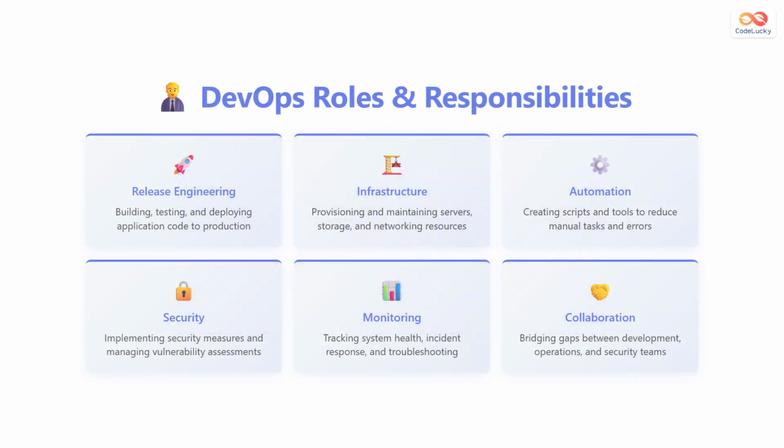DevOps encompasses several specialized roles. Release engineers focus on building, testing, and deploying application code to production. Infrastructure specialists provision and maintain servers, storage, and networking resources. Automation experts create scripts and tools to reduce manual tasks and errors. Security specialists implement security measures and manage vulnerability assessments.